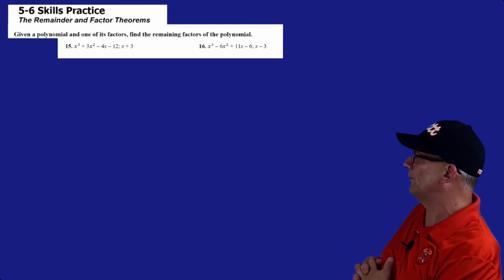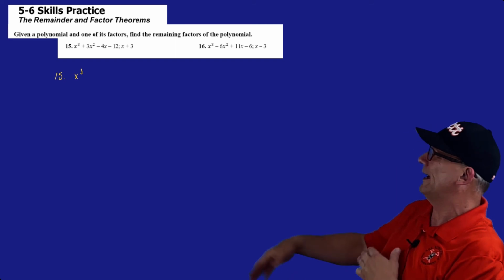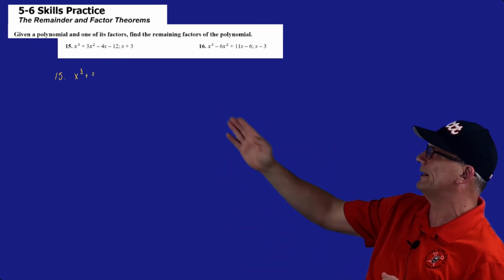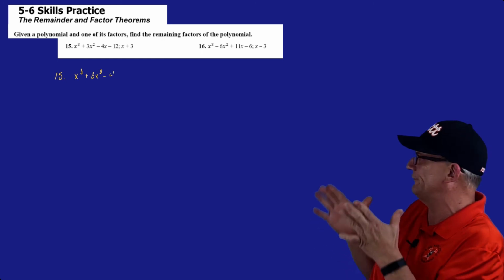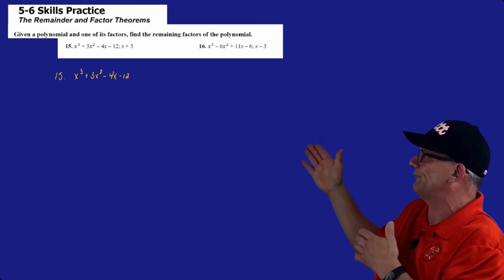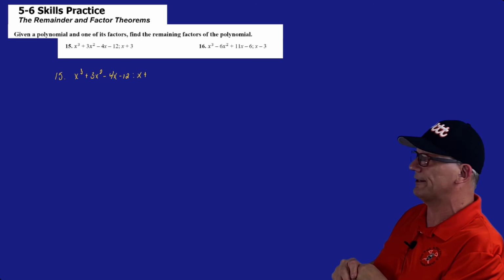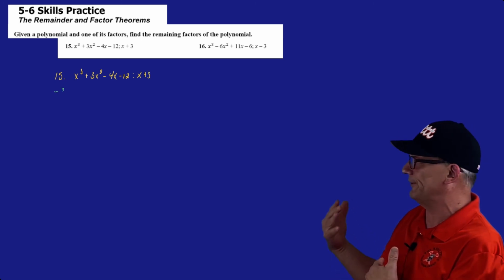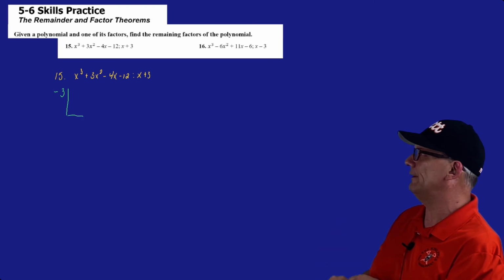Given a polynomial and one of its factors, we're finding the remaining factors of the polynomial. Okay, so nothing changes here. We're doing the same thing, and let's take a look at it for a second. Are all the x values there? Is there any x's missing from x cubed? No, we got x cubed to start with, x squared, x to the first. We're good. Remember, we're going to divide by the opposite of the x plus 3. Opposite of plus 3 is negative 3. Our coefficients are 1, 3, negative 4, and negative 12.